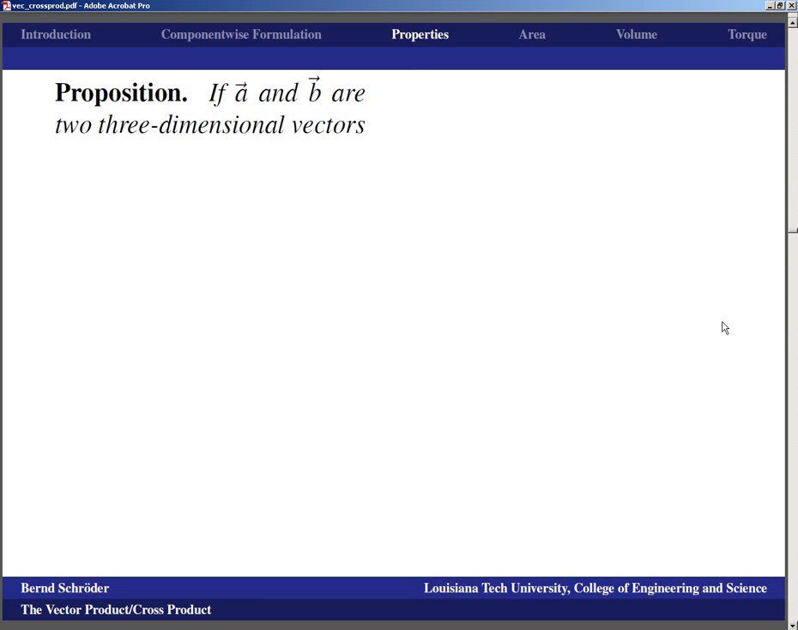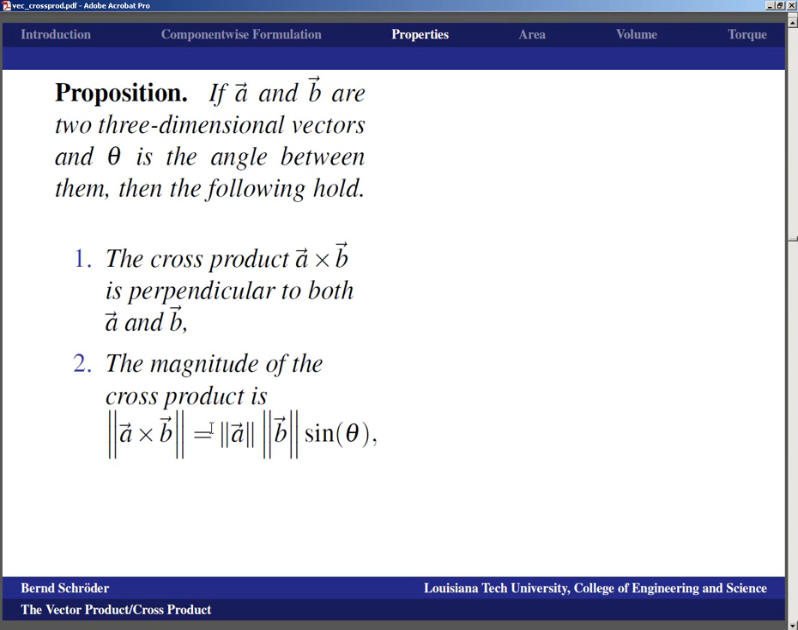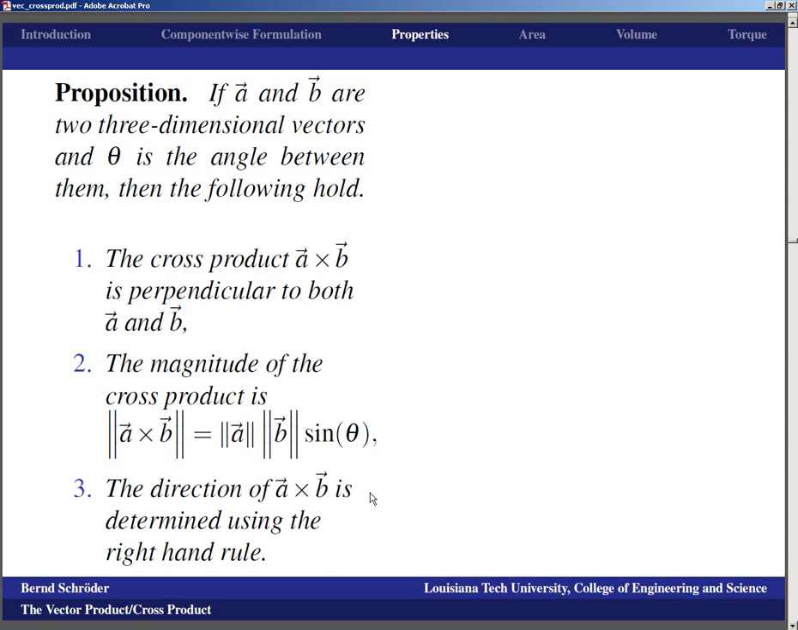If we have two three-dimensional vectors, and remember it's important that this is in three-dimensional space because the cross product is native to three-dimensional space, and if theta is the angle between them, then the following hold. The cross product A cross B is perpendicular to both A and B. The magnitude of the cross product, magnitude of A cross B, equals magnitude of A times magnitude of B times sine theta. So that's, of course, what we wanted to have from the introduction, because there was this observation in electricity and magnetism that a product such as this one actually has some usefulness in those areas. And the direction of A cross B is determined using the usual right-hand rule.